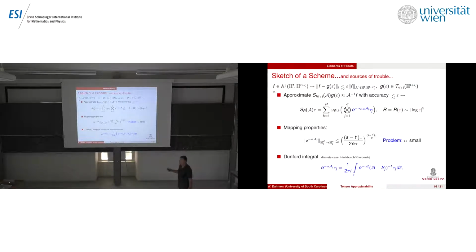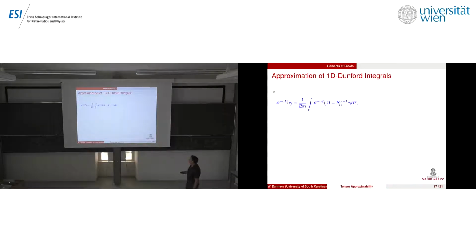The point is this has been done before by Hackbusch and Khoromskij, but in a discrete setting. What they did is discretize the operator at the very beginning and then approximate that discrete term. So they lose the connection to the discretization of the operator and the accuracy defined. So we don't do that. We do it on the infinite-dimensional level. And how do we do that?